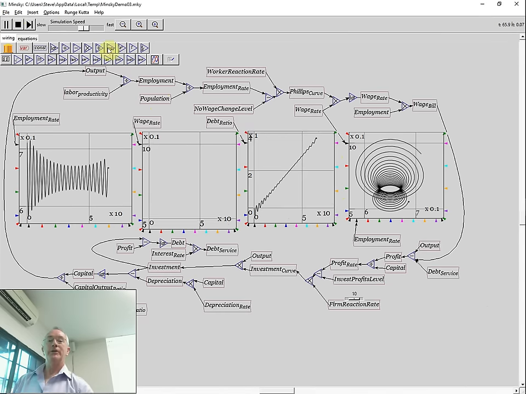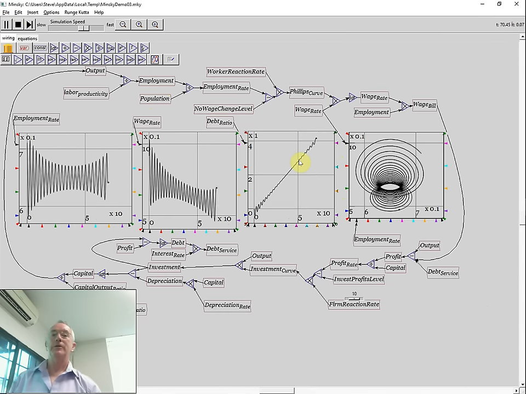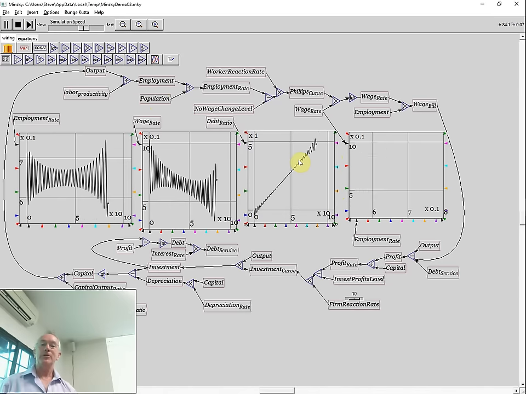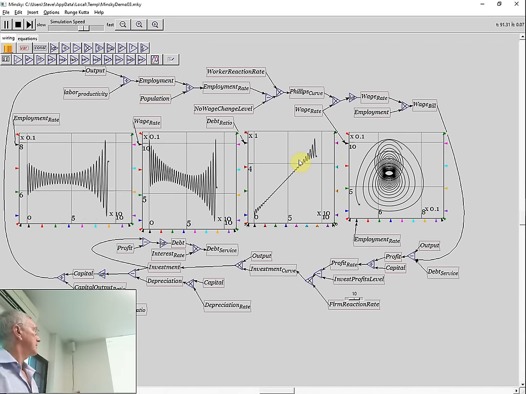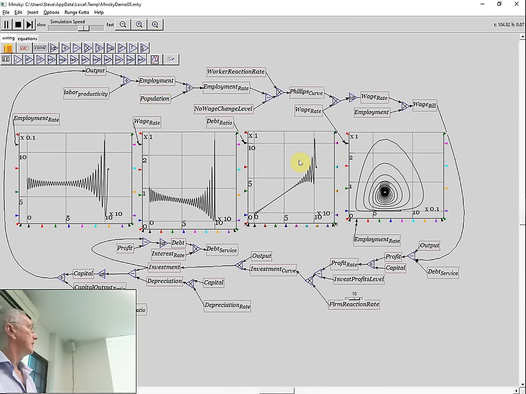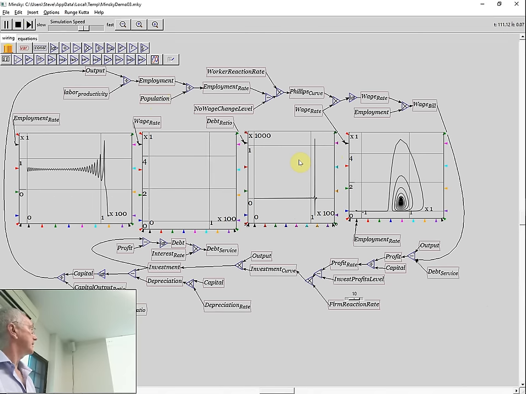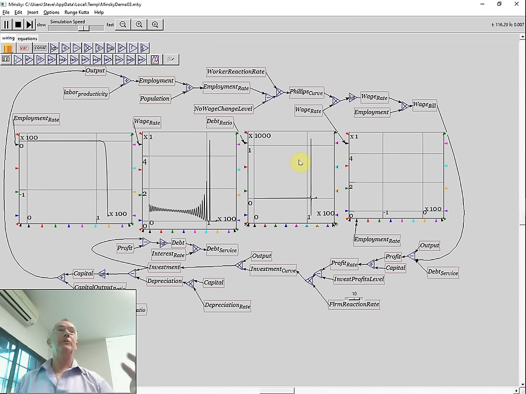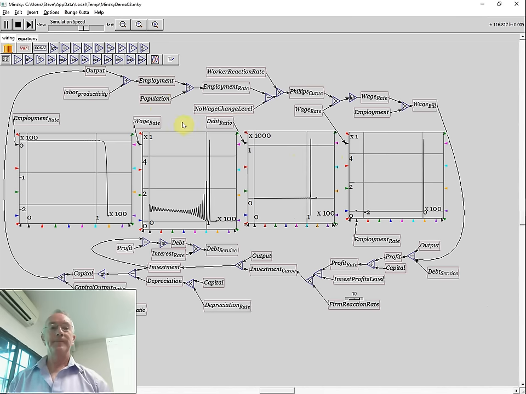And notice the debt ratio is continuing to rise. If this keeps on going for long enough, you get booms and busts, and suddenly profit collapses and the economy collapses completely. And you break down completely. The economy collapses into a black hole of private debt. Which is where we are now.